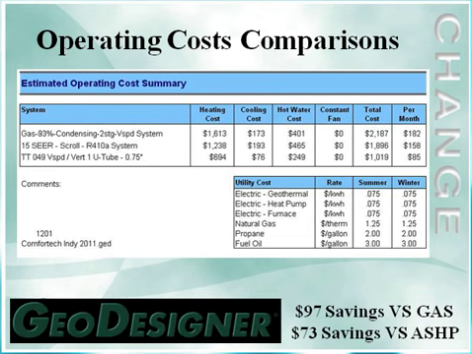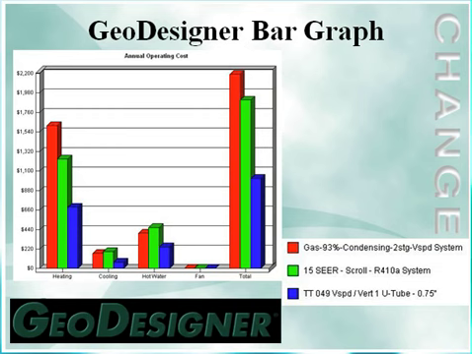Also in GeoDesigner, we can do a printout of a bar graph. Some customers do good looking at hard numbers. Some other customers will see it better if we put it onto a graph. Now realize the order that we selected our heating and cooling units is the order that we're going to show up on this bar graph.